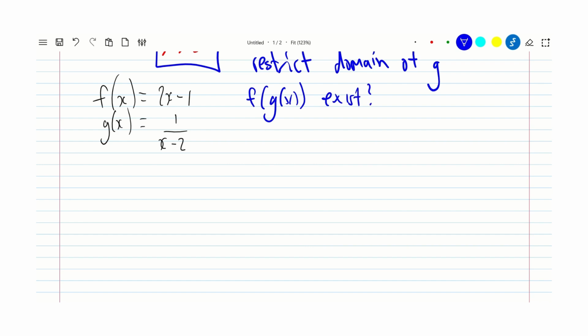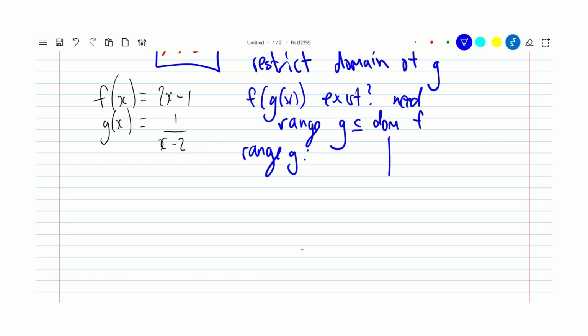Okay, so for f of g of x to exist, what we need is the range of g to be a subset of the domain of f. That's what we need for this thing to exist. So let's have a look at it. What is the range of g? Looking at g, what will come out of that?